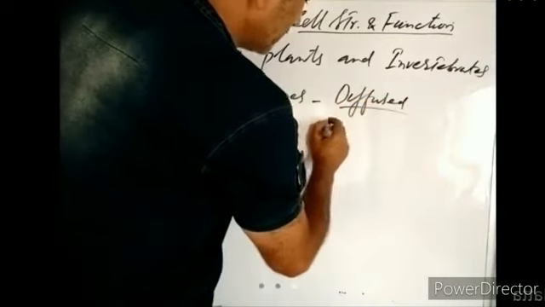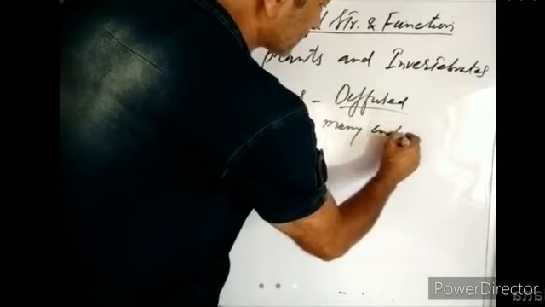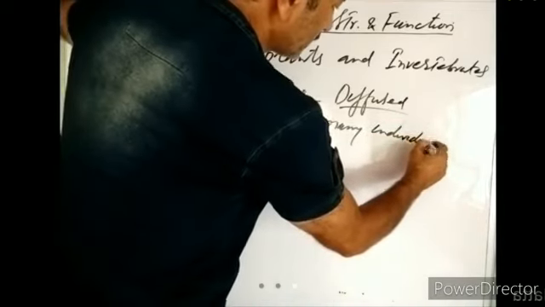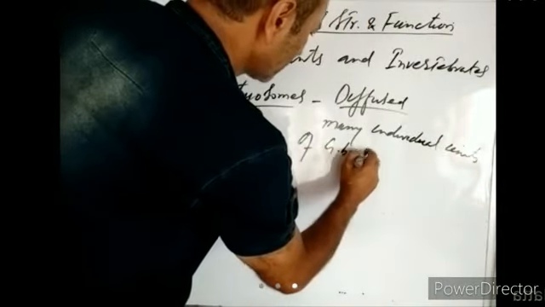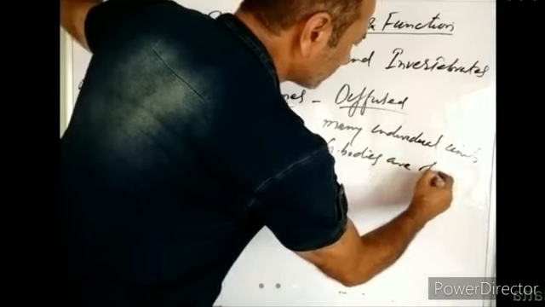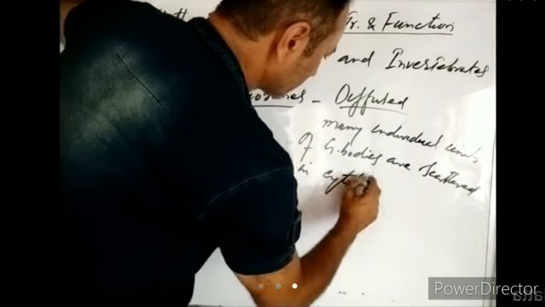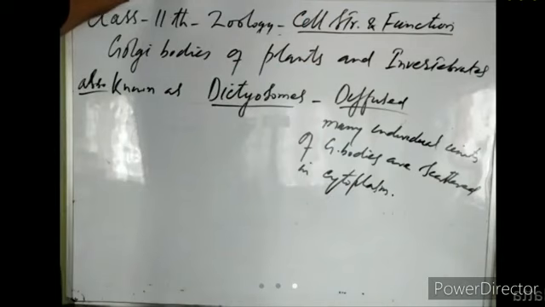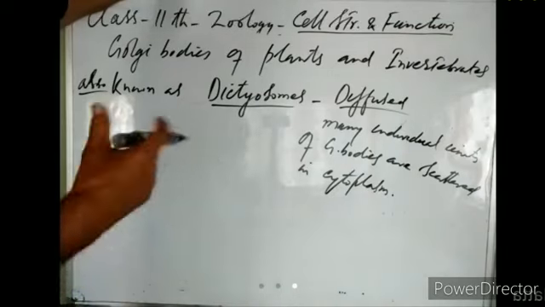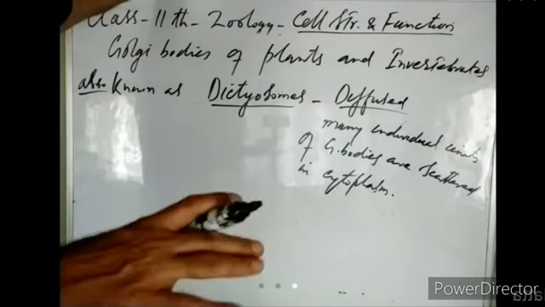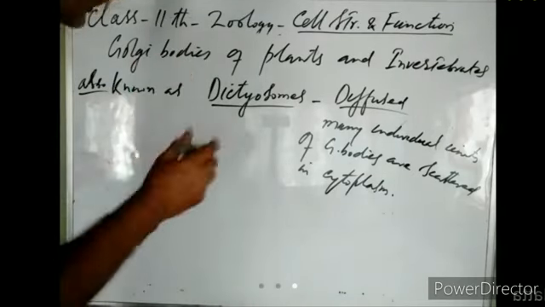Diffuse means many individual units of Golgi bodies are scattered in cytoplasm. When there are many individual units of Golgi body scattered throughout the cytoplasm, that condition is known as diffused Golgi body. If all the Golgi cisternae, tubules, and vesicles are present at one place, at a single place, then we call that a localized Golgi.